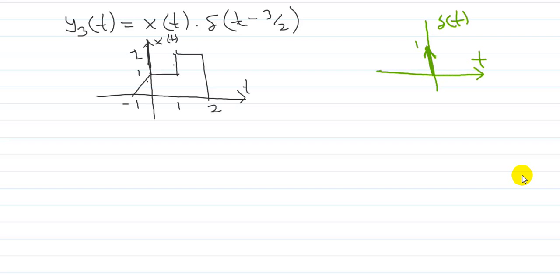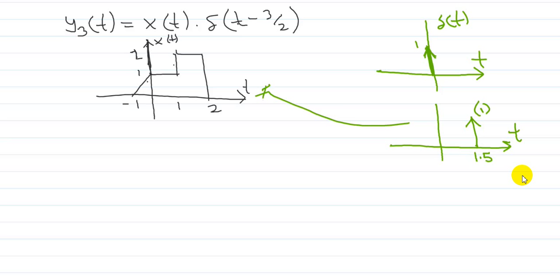Delta of t minus 3 by 2 means I need to shift this impulse to the right by 1.5, or 3 by 2. So at 1.5 I will have an impulse. I will take this impulse and multiply it with the signal. It's quite straightforward: I'm going to get the signal value at 1.5. At 1.5 the signal value here is 2. So my answer will have an impulse at 1.5 and the value of the impulse will be 2. This is your signal y3 of t.